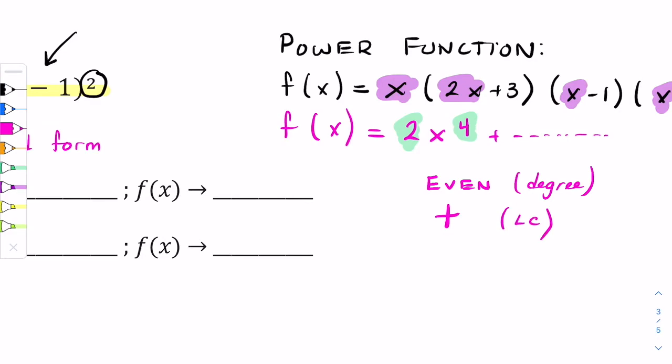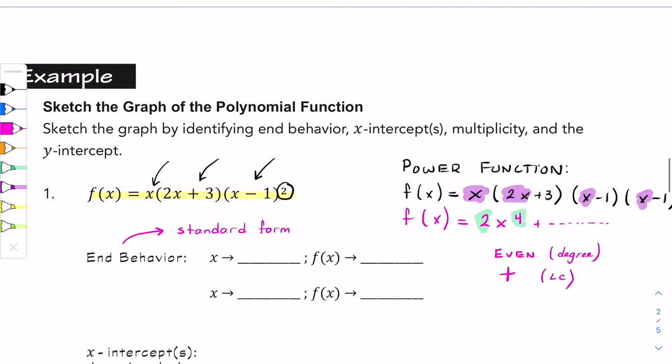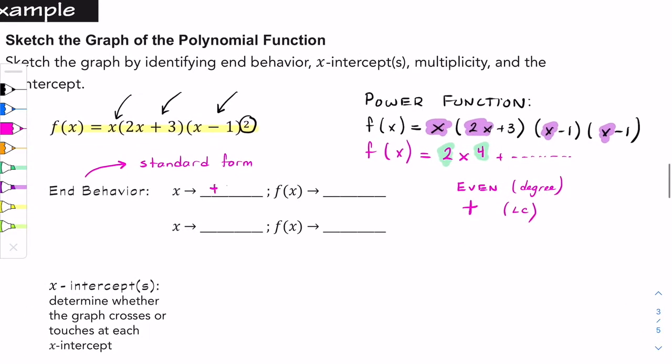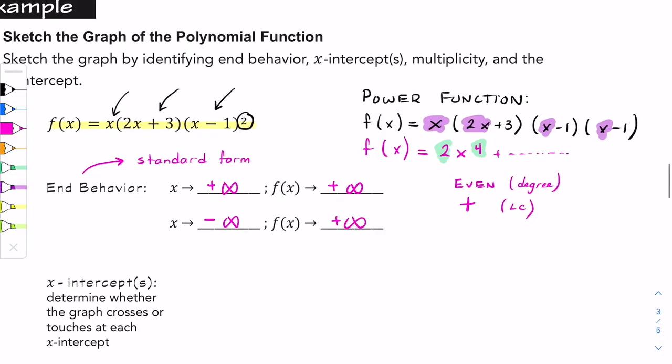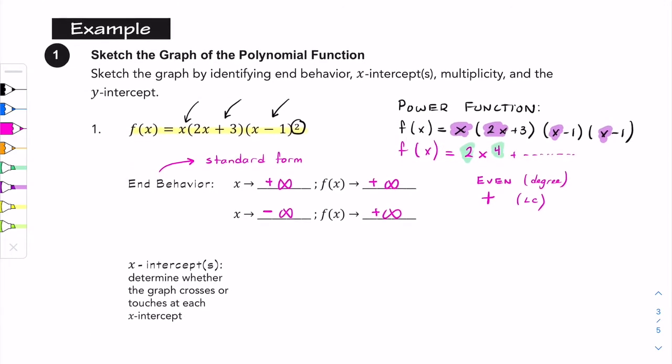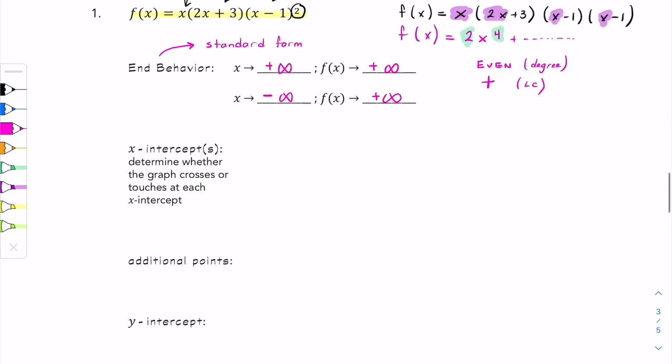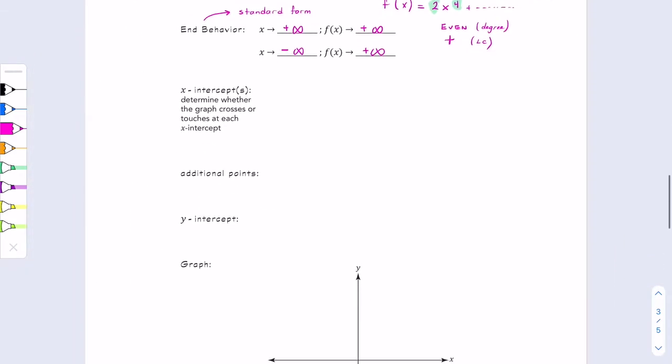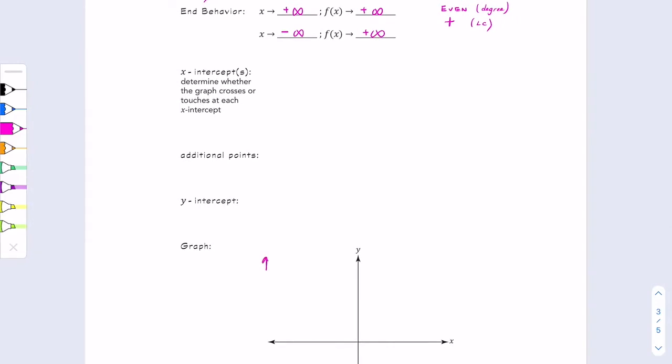Even degree positive leading coefficient indicates that as x approaches positive infinity, the function approaches positive infinity. As x approaches negative infinity, the function approaches positive infinity. I'm going to come down to my graph, and I'm just going to make a couple marks on here. I know both ends of my graph are facing up.